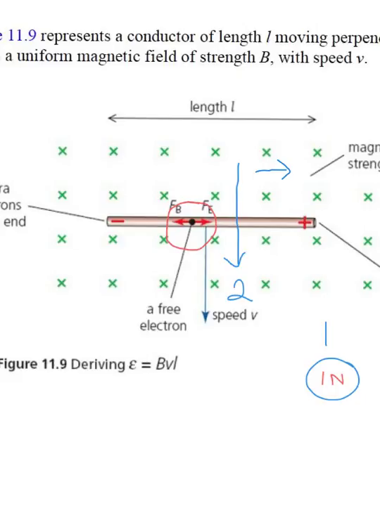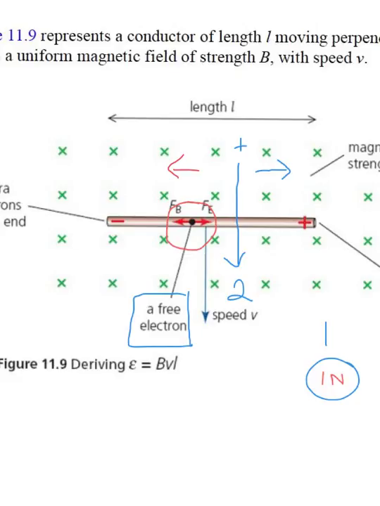Now, this is assuming that the charge is positive, right? But it's not in this picture, so I don't want to confuse you too much. Because the diagram is talking about a free electron, not a positive charge, then the movement would be in this direction.